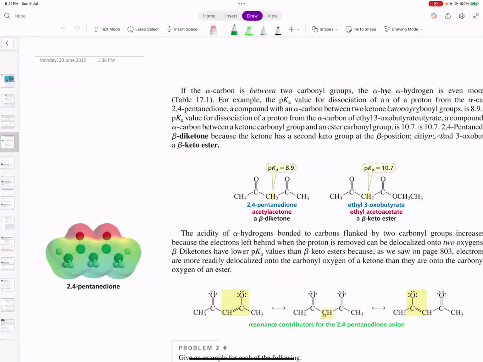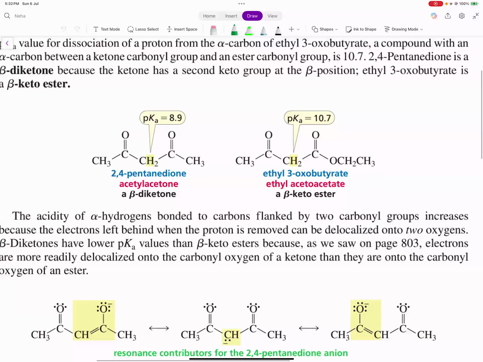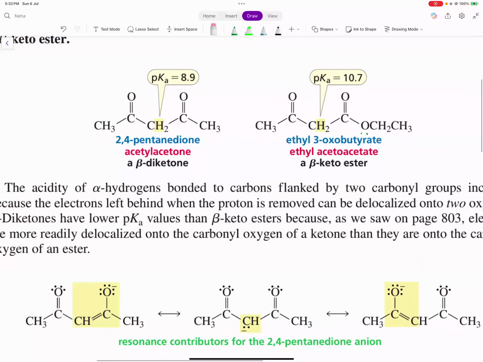Okay, now see, this is 2,4-pentanedione. It's a beta diketone, so it is flanked by two carbonyl groups, right? And if it is flanked by one ester and one carbonyl, then which will be more acidic? This will be more acidic, because in the ester, the carbon has to compete with this oxygen, right? So this is beta diketone, beta diester.